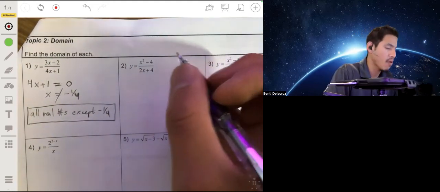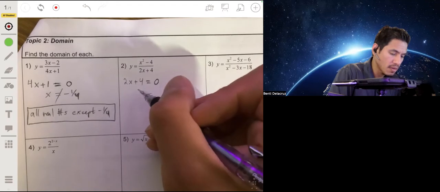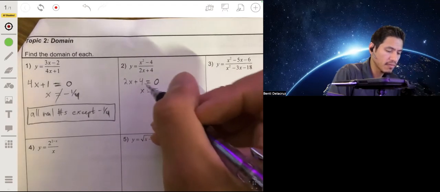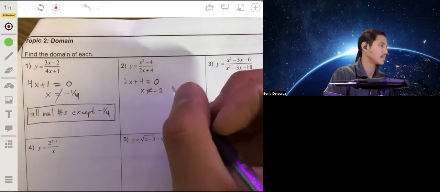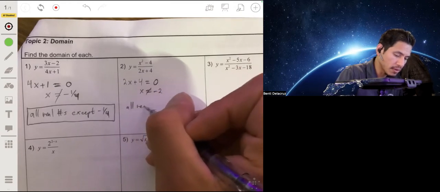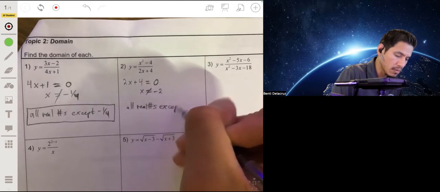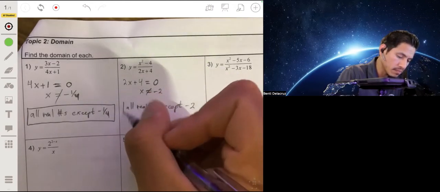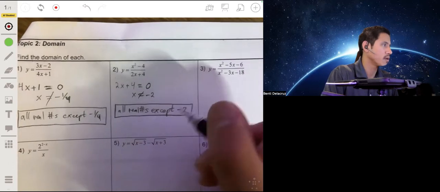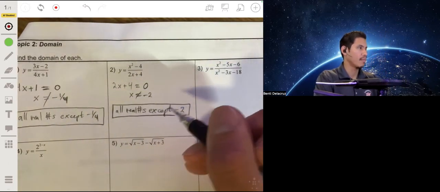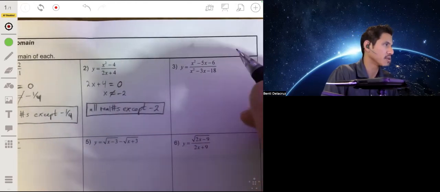Now, same idea for 2. We would set 2x plus 4 equal to 0. Solve this, and we get x is equal to negative 4 divided by 2, which is negative 2. So we would say that our domain is all real numbers except negative 2. Make sure you write all real numbers. Most teachers are okay with this, but don't just put x can't be negative 2, because sometimes it's not clear enough that you really understand what's going on.